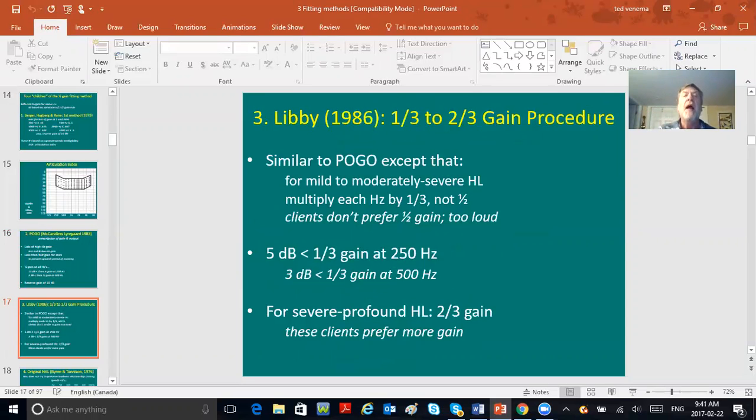But here we go. So Libby, the third fitting method, was interesting because it divided sensory neural loss into its two main camps, didn't it?